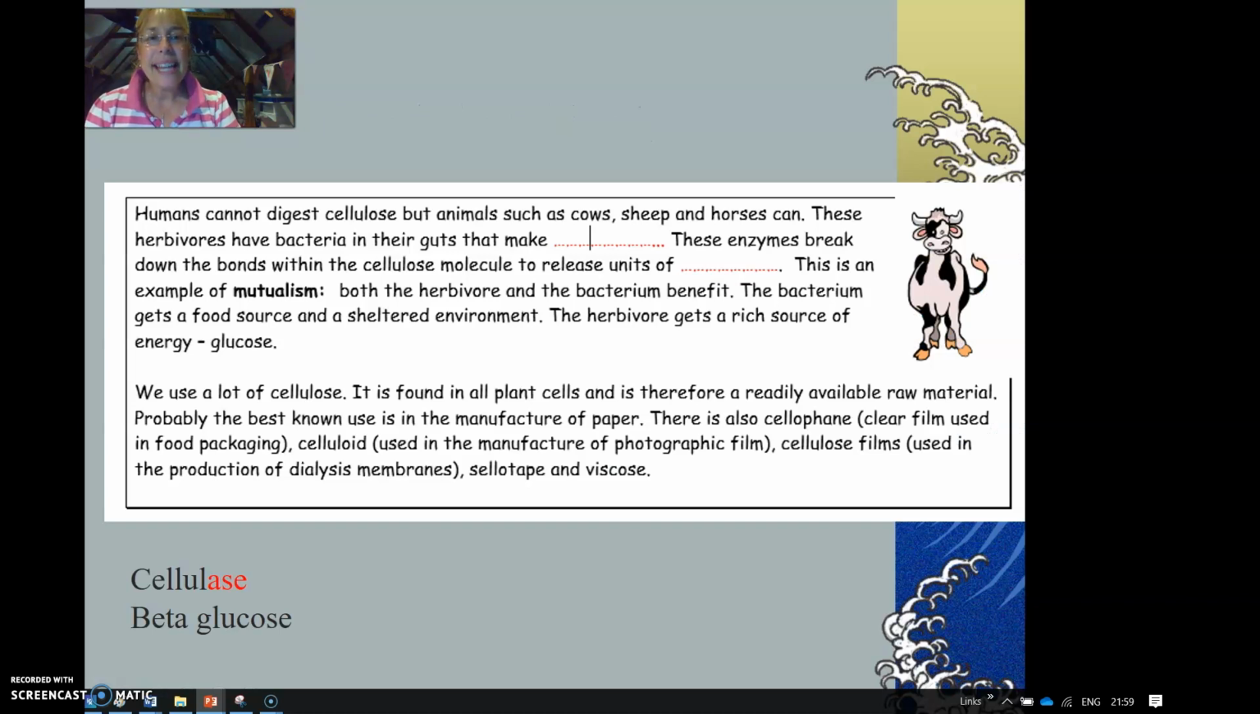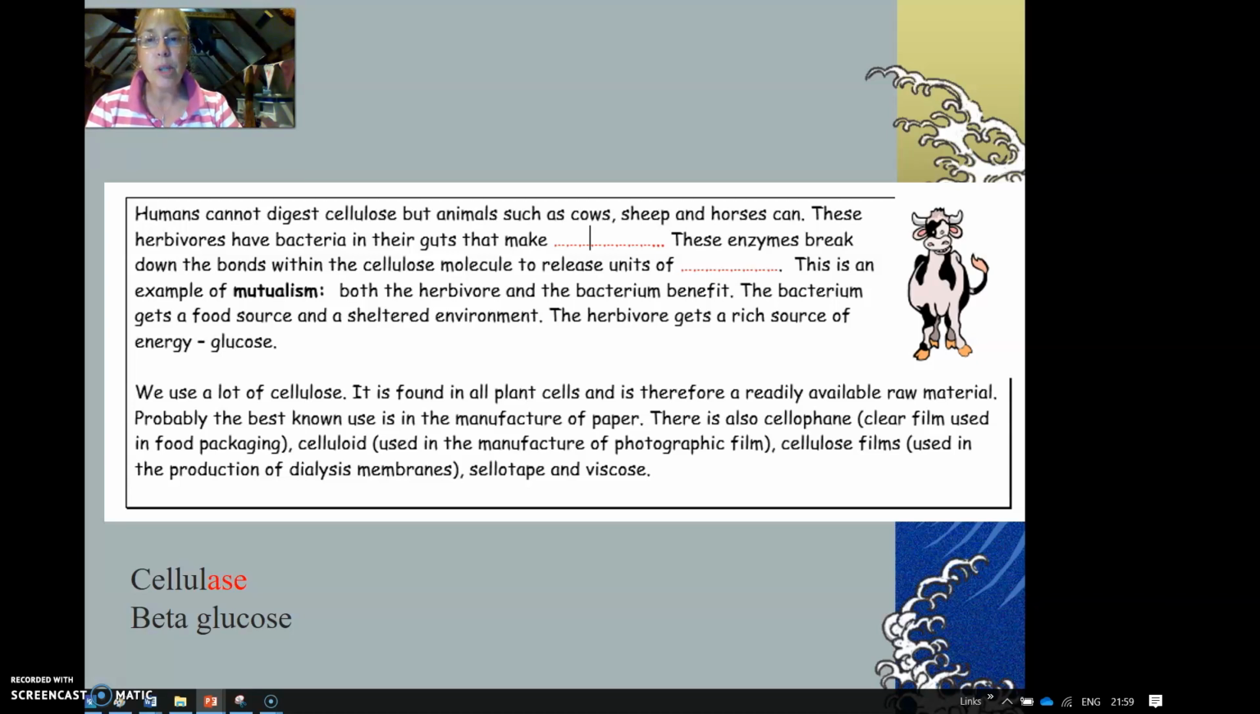Okay. These enzymes, so cellulase, I've spelled it at the bottom for you, C-E-L-L-U-L-A-S-E, that's typical of enzymes. These enzymes break down the bonds within the cellulose molecule, so that'd be the hydrogen bonds, and also the glycosidic bonds to release units of beta glucose.